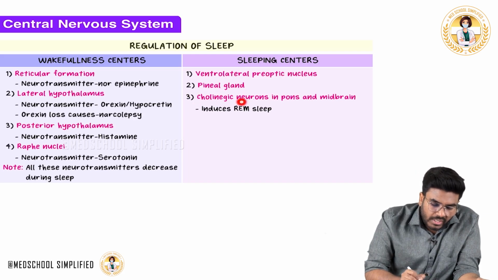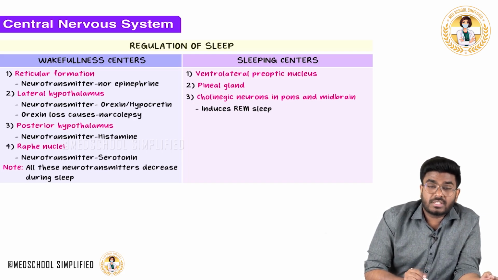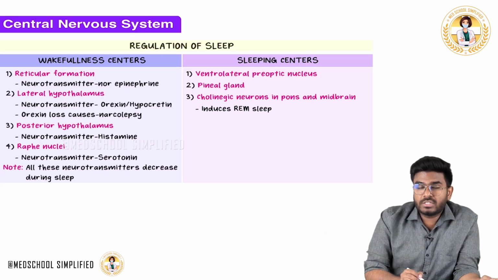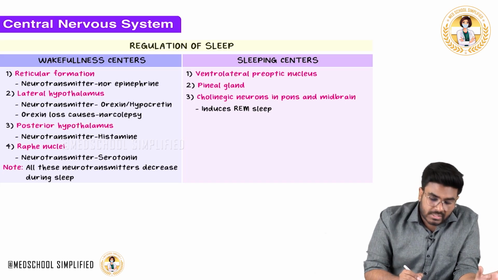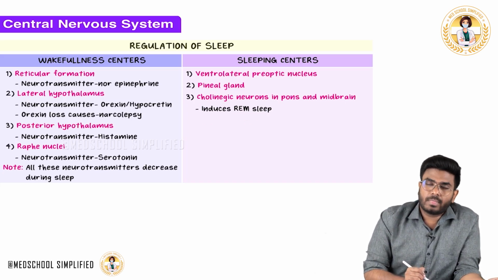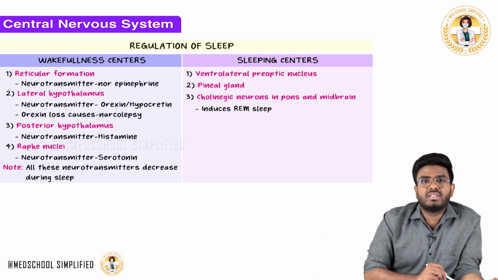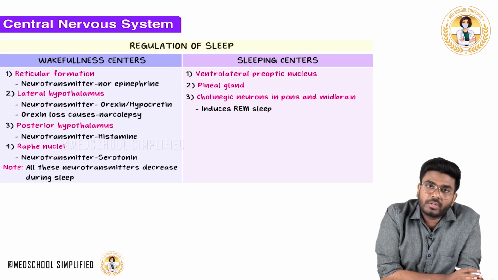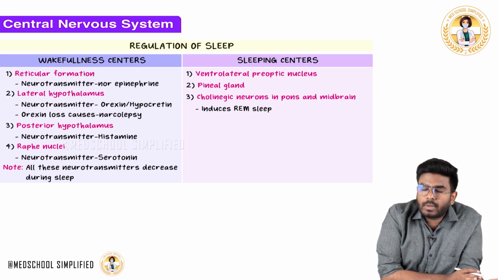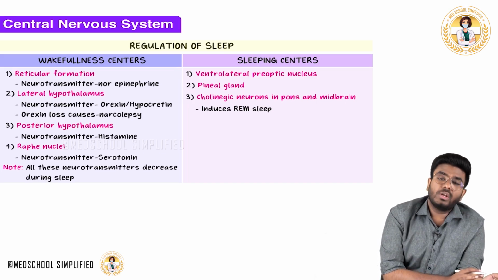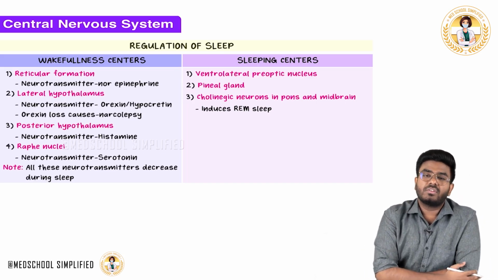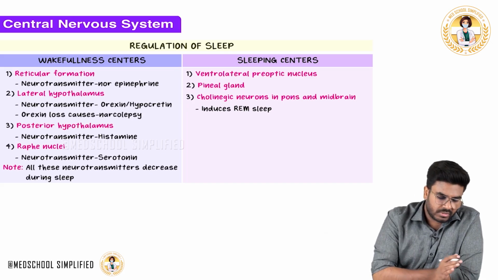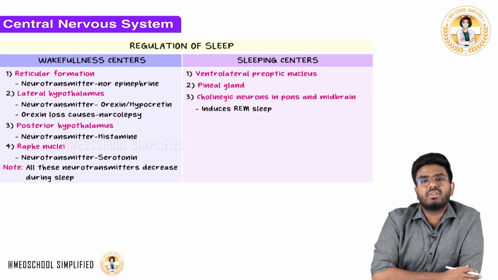And the cholinergic neurons, especially present in the pons and midbrain, will release acetylcholine, and acetylcholine is a neurotransmitter of sleep. Norepinephrine is a neurotransmitter of wakefulness. So what are the sleeping centers? The VLPO, ventrolateral preoptic nucleus; the pineal gland, by producing melatonin; and the cholinergic neurons, mainly present in the midbrain and pons, which will also take you into sleep.